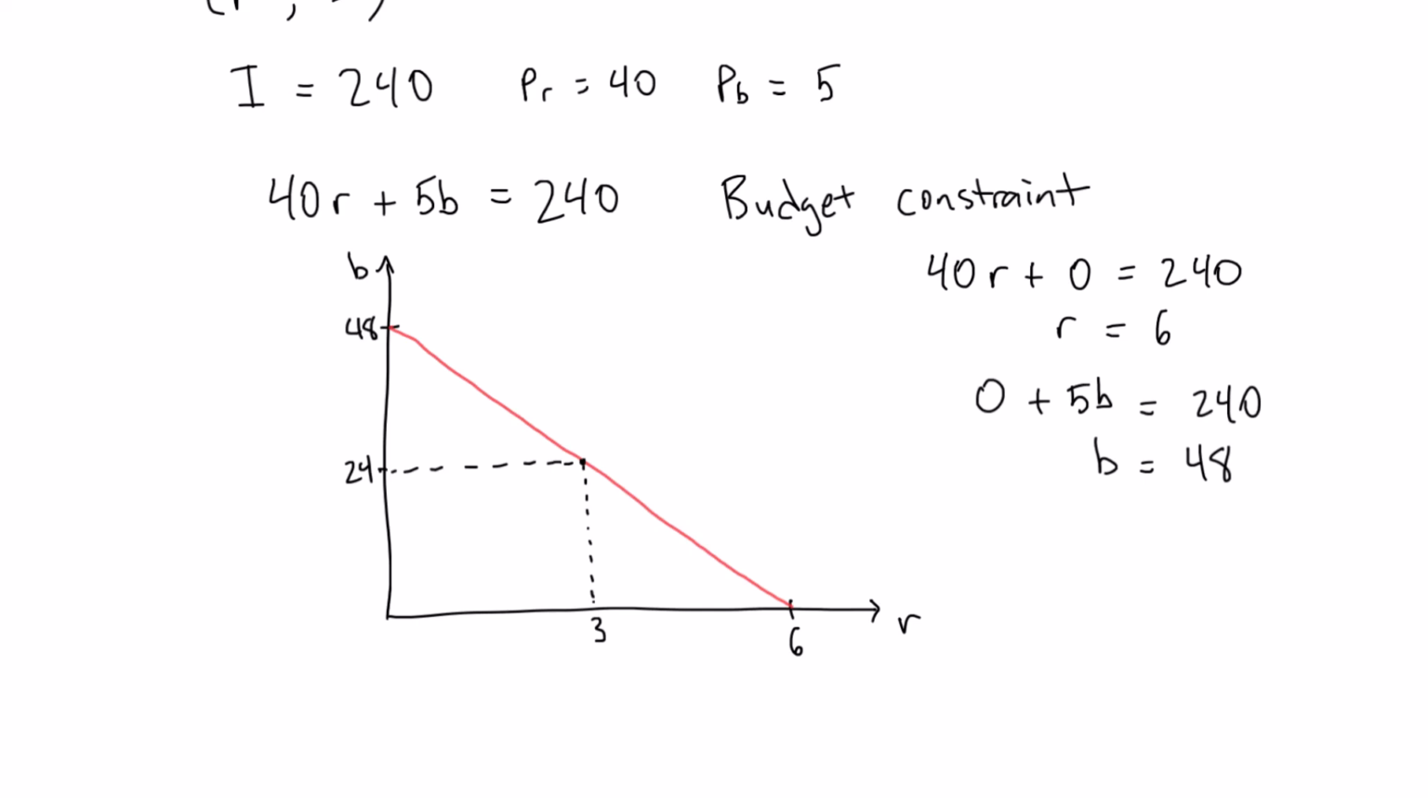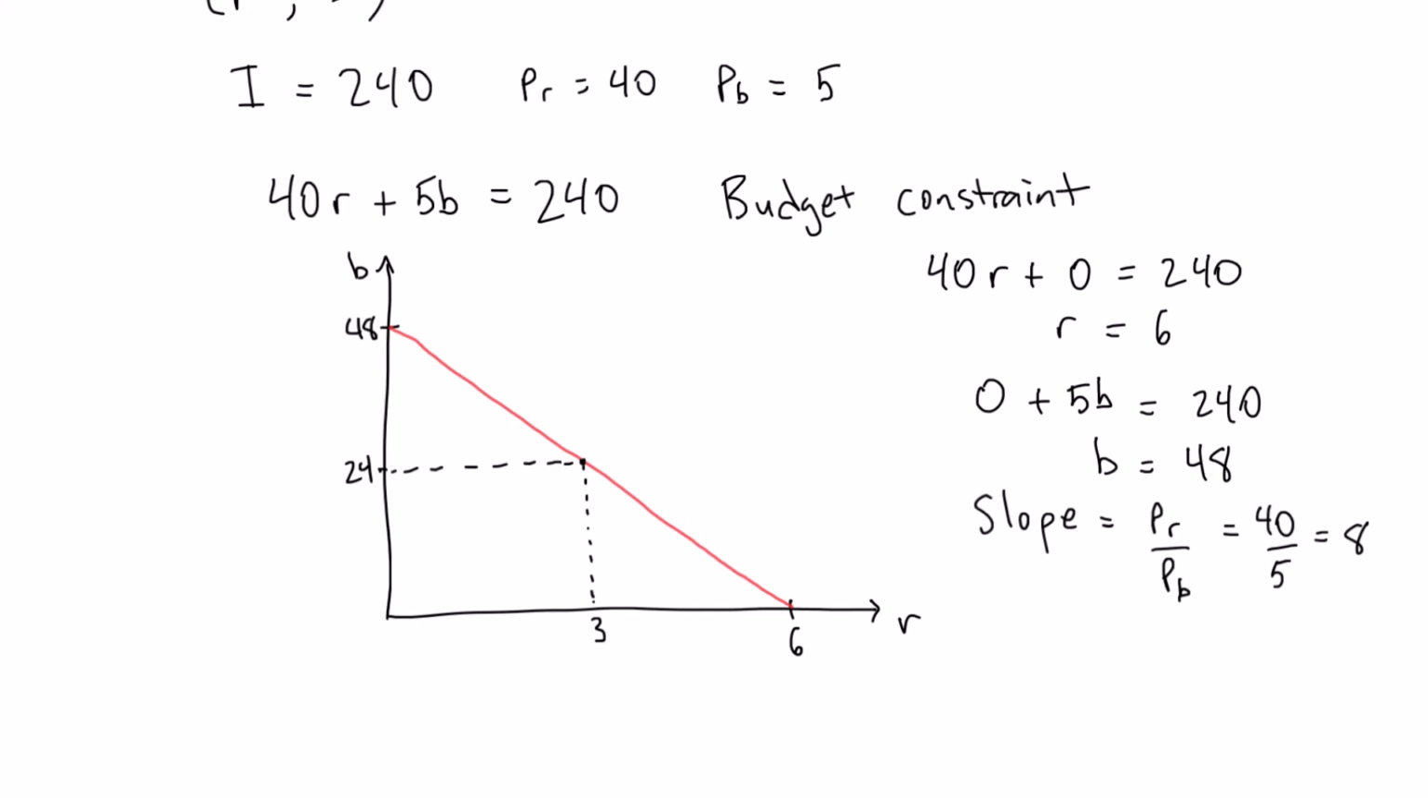The slope of the budget constraint is the ratio of the prices. The slope of the budget line is the ratio of the 2 prices. We express this as the price of the horizontal axis variable, which is rum in our case, divided by the price of the vertical axis variable, which is bananas. Plugging these in, we're going to get 40 over 5, which is 8. This tells us the number of bananas that we could swap for 1 unit of rum.